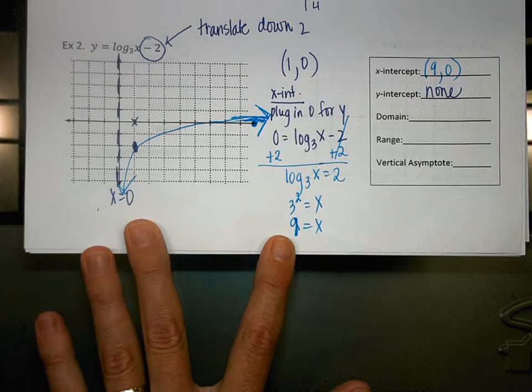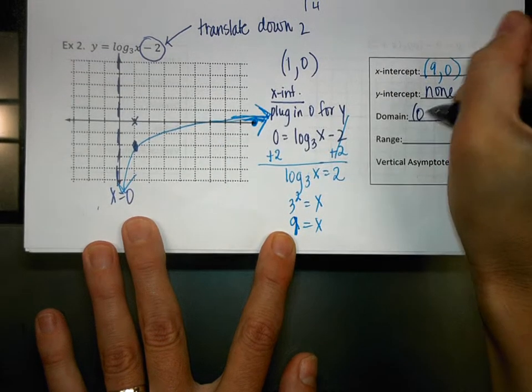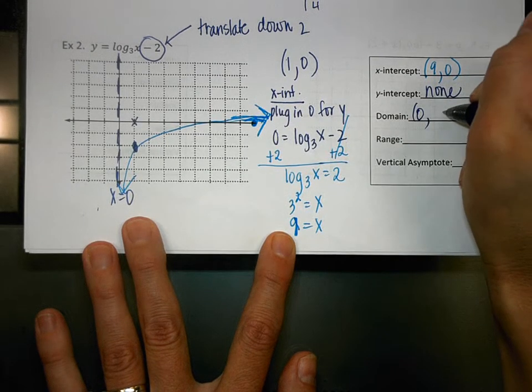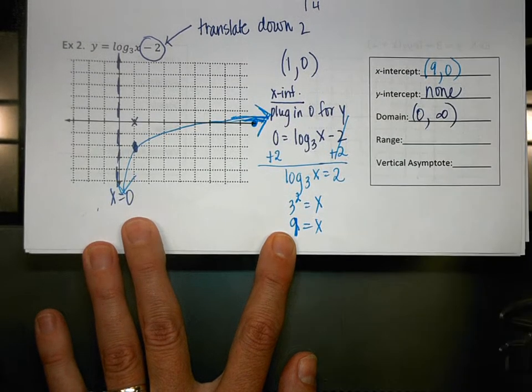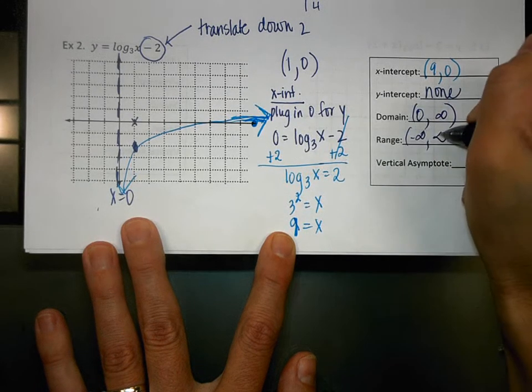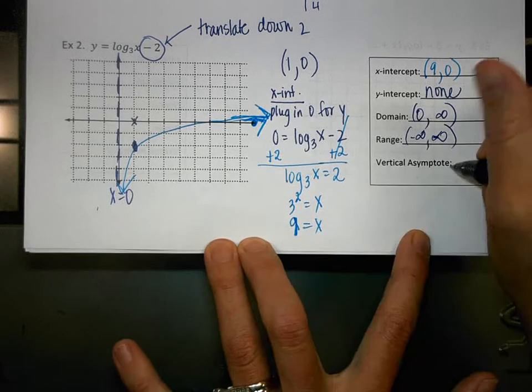What is the smallest x value? 0. Okay, it's getting close to 0. Okay, and then it's going all the way to infinity. My range is going to be what? Negative infinity to positive infinity. And my vertical asymptote is at x equals 0.